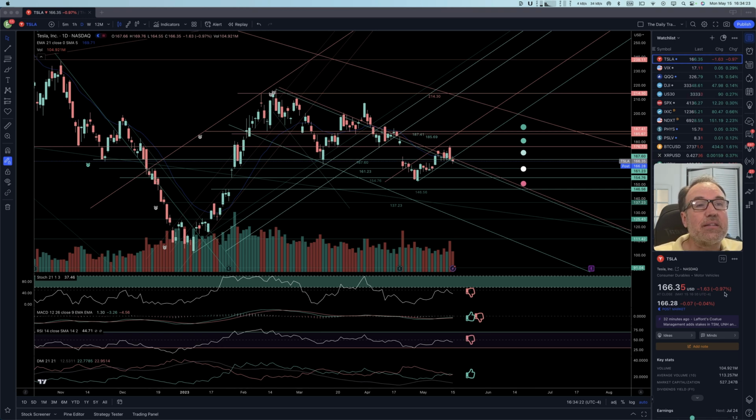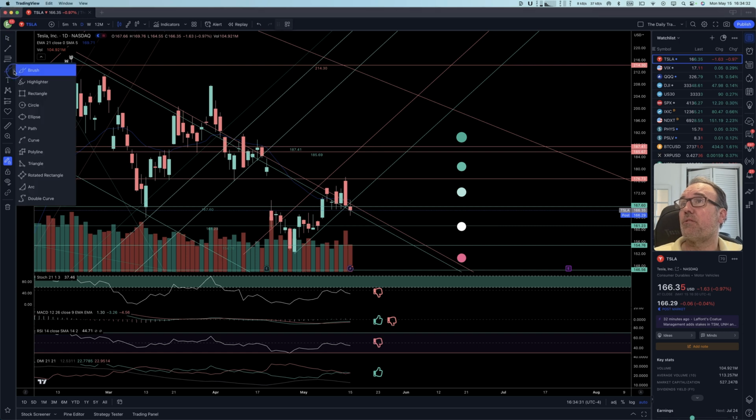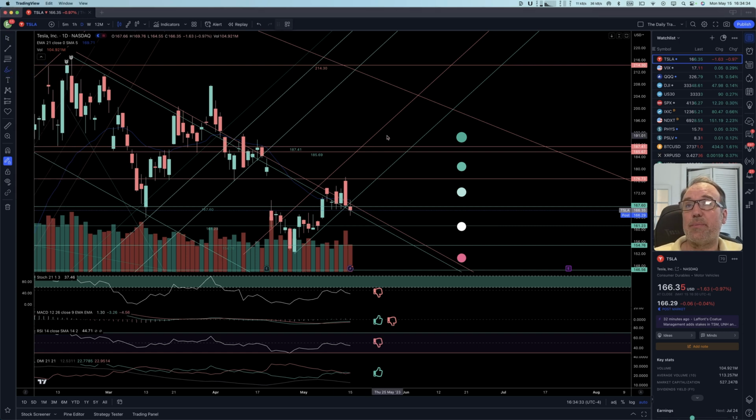So Tesla is down $1.63. That's 0.97%, closed at 166.35. Post-market, we are down by 7 cents. So let's look at what this looks like on the chart. If we don't look at the chart, we have no idea what's happening.